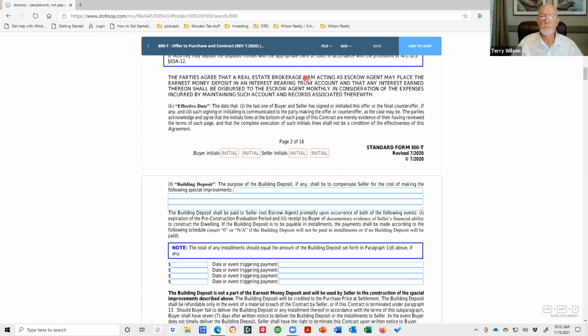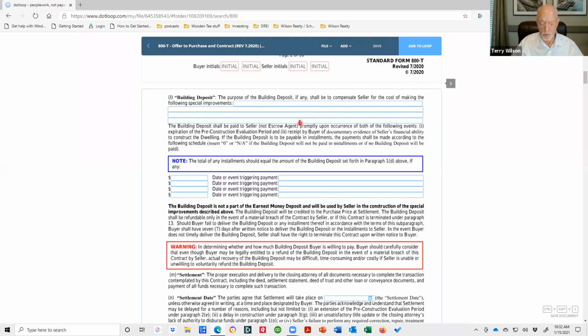Parties agree that a real estate brokerage firm acting as escrow agent may place the money in. Okay, we don't have to worry about that. Effective date: the last one of the buyer and the seller that signed, sealed, delivered, signed the offer. Not much else. That's standard fare, how to create a contract. So hopefully we're good there.